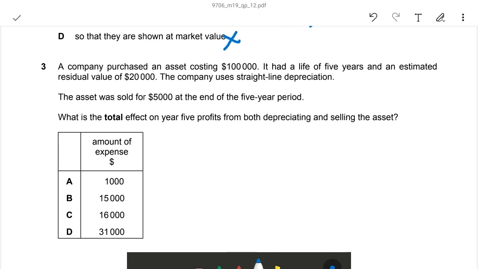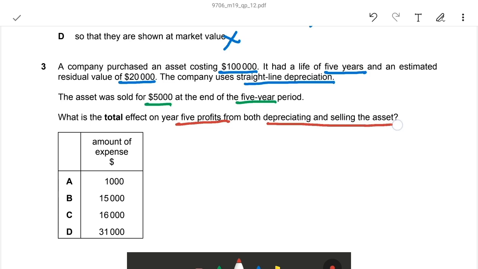A company purchased an asset costing 100,000. It had a life of 5 years and an estimated residual value of 20,000. The company used straight line depreciation. The asset was sold for 5,000 at the end of the 5 years. What is the total effect on year 5 profits from both depreciating and selling the asset? So the question is, what is the total effect on the profit together with the selling and depreciation?